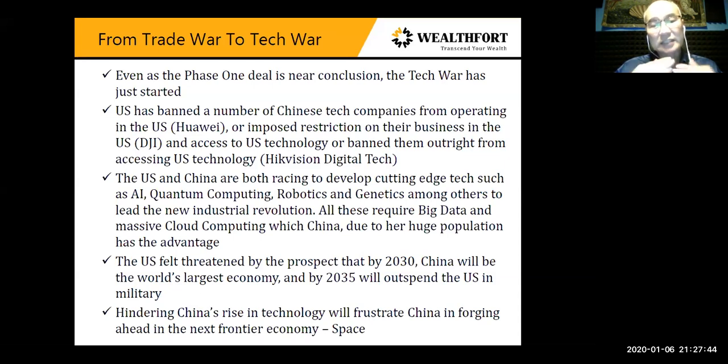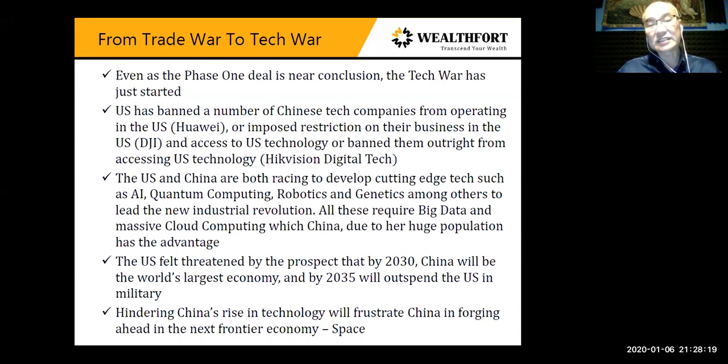But the US is really very afraid because in a very short span of time, China has sent a lunar probe to the far side of the moon. Not only that, in the early 20s, the International Space Station was forbidden by the US to invite China to participate in their programs. But what China did, they built their own space station.